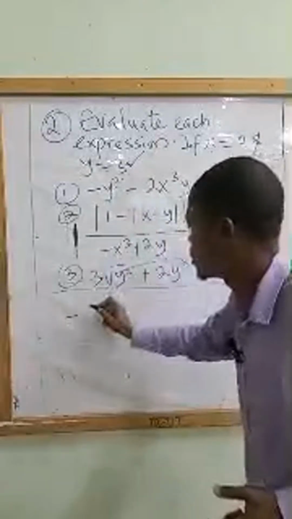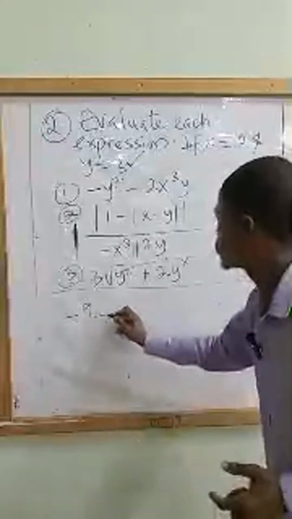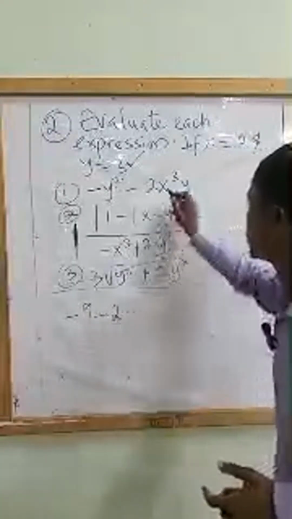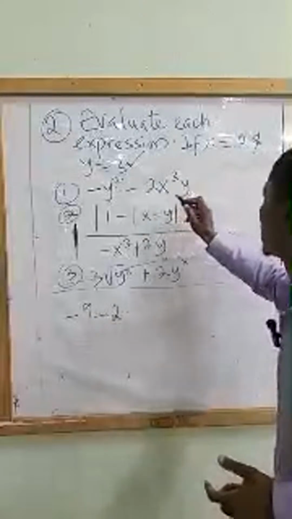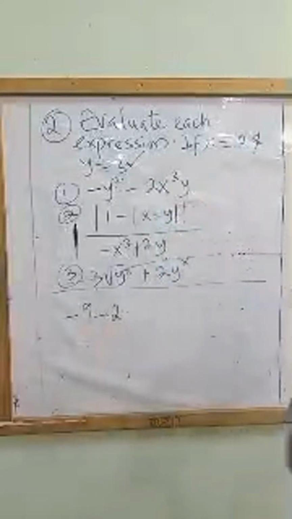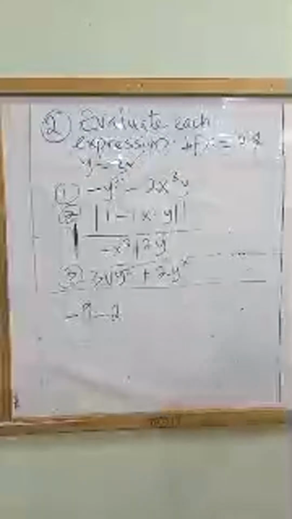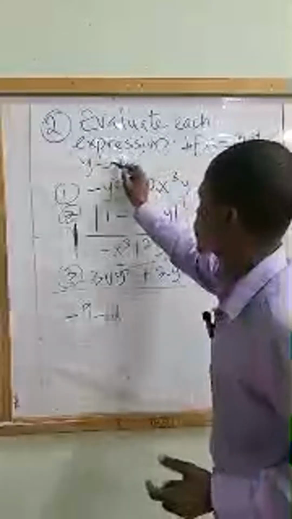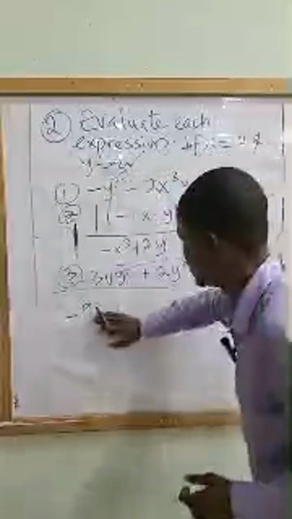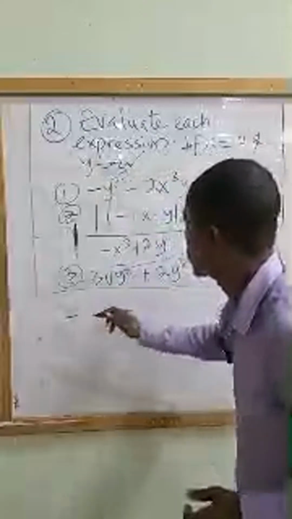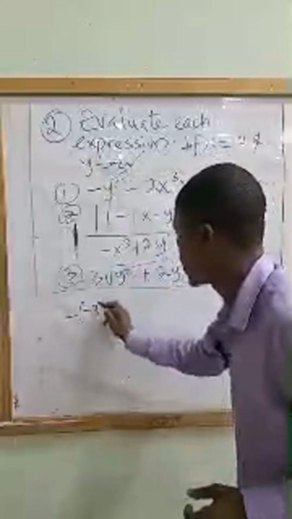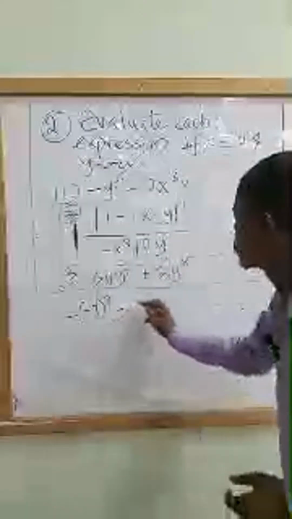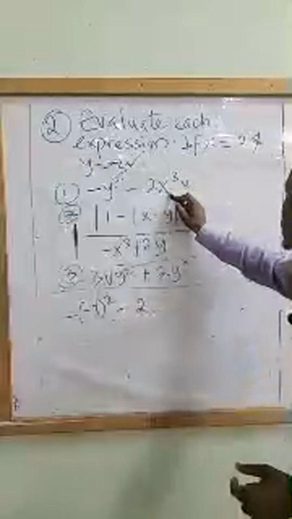That will be 3 squared, minus 9, minus 2 times, my x is what? My x is 2. Let me check the given parameters. Sorry, y is minus 3. This one is minus 3. So if that is the case, this will be minus 3 squared, and minus 2 times my x is what?